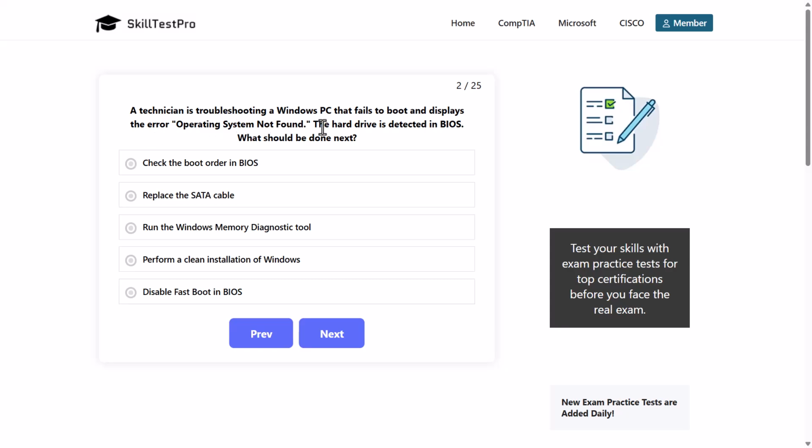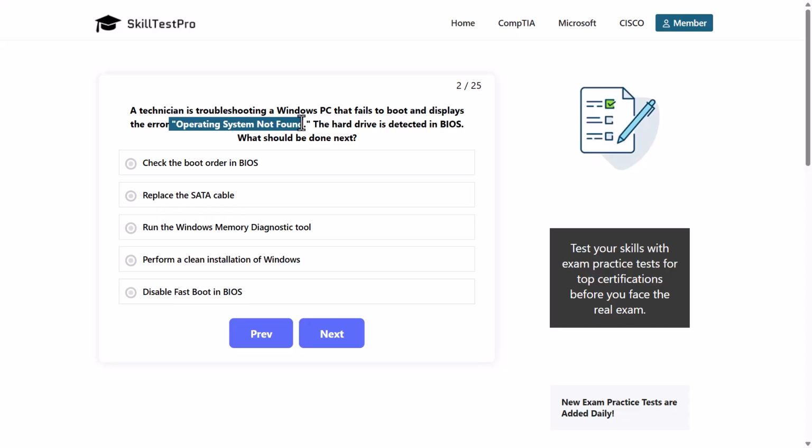A technician is troubleshooting a Windows PC that fails to boot and displays the error "operating system not found." The hard drive is detected in BIOS. What should be done next? So, as you can see, the problem here is the technician is troubleshooting a Windows PC that fails to boot. So the PC which we are troubleshooting is failing to boot and it is displaying an error, operating system not found.